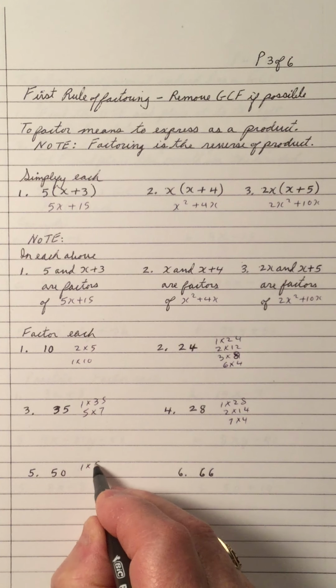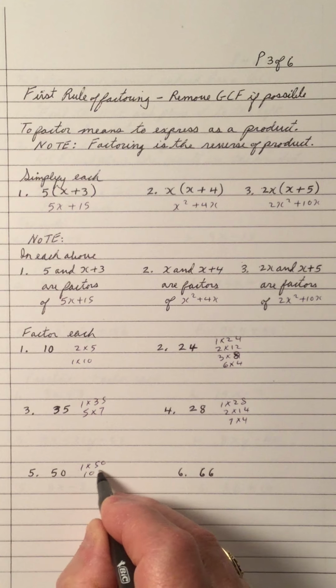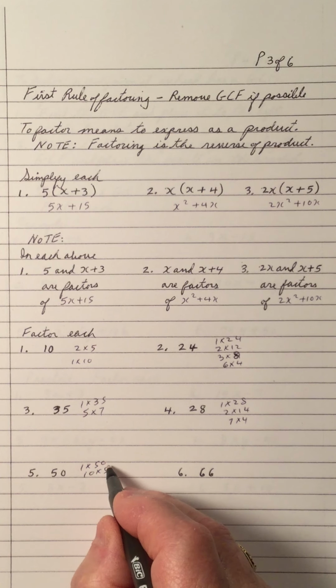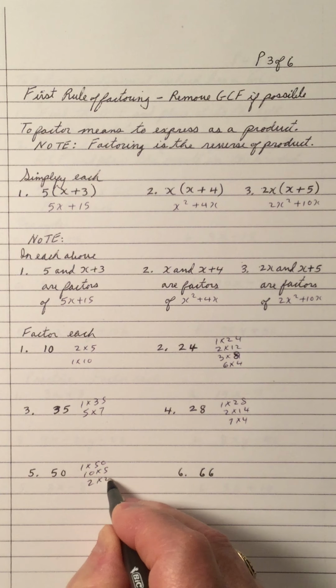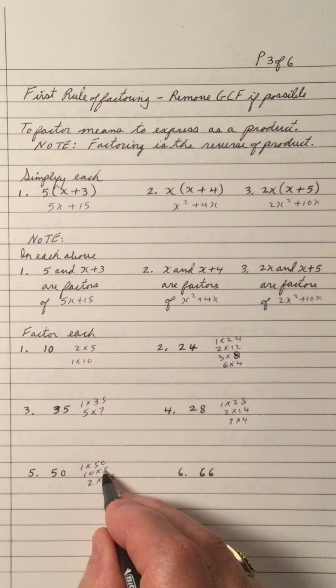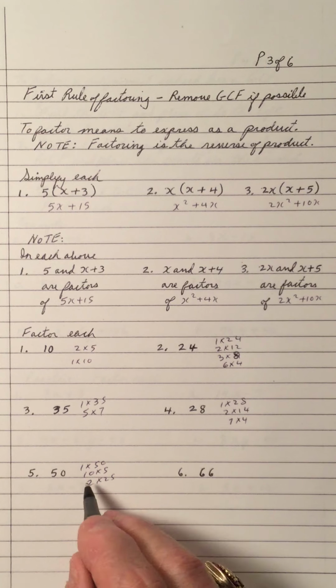50 is 1 times 50. 50 has a 0, so it's 10 times 5. And because it ends in 0, it's even, so it's 2 times 25. I already did the 0. Because it has a 0, it has a 10 and a 5 at the same time. And there's no more there.